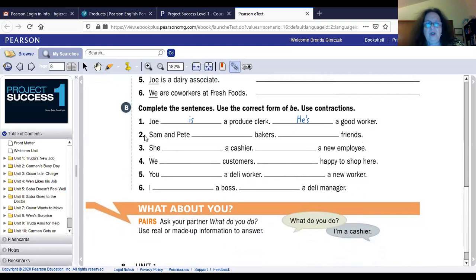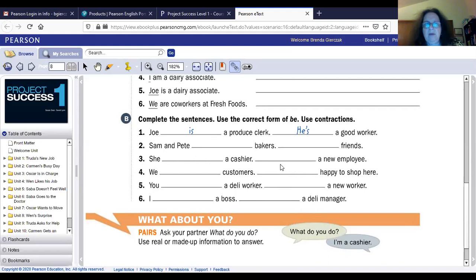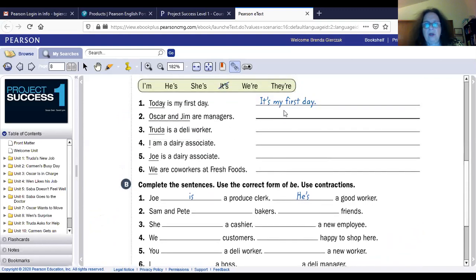So let's go to number 2. Sam and Pete are bakers. We're going to write in the word are, A-R-E. And then the word here for the next sentence would be they're, capital T-H-E-Y, apostrophe R-E. And we can come back up here and we can look at that word. They're friends.